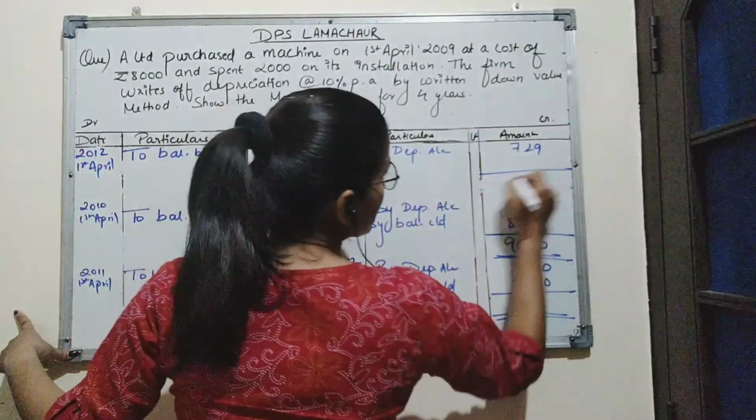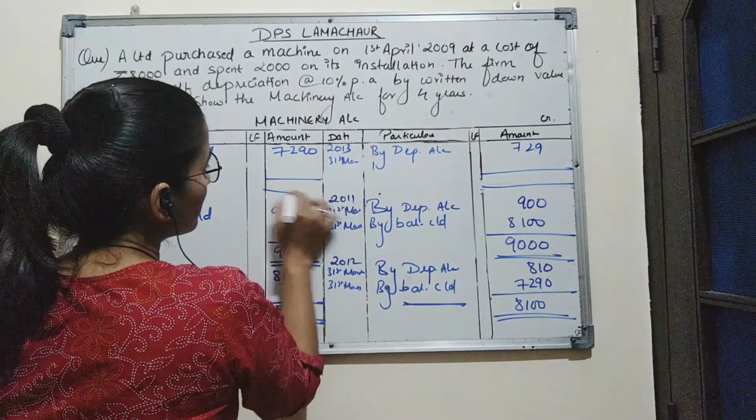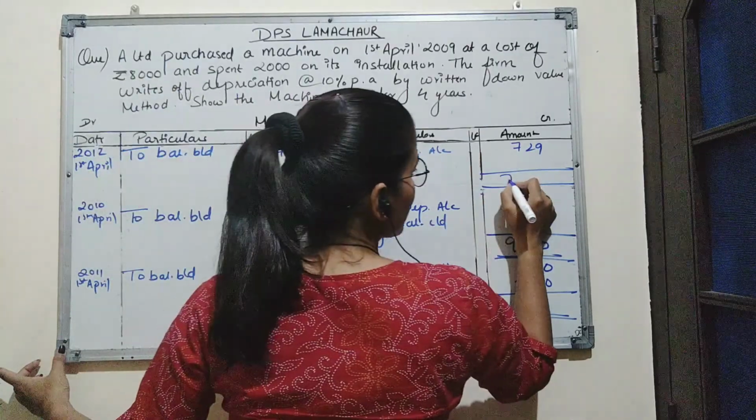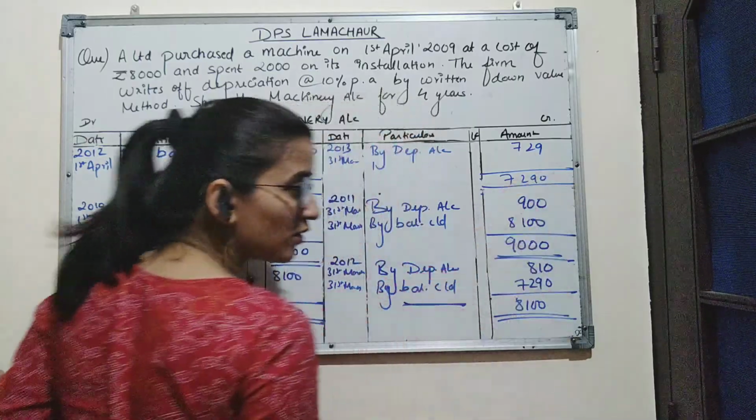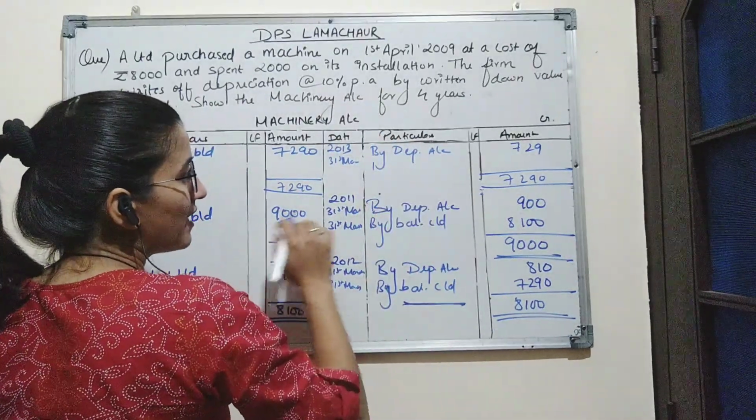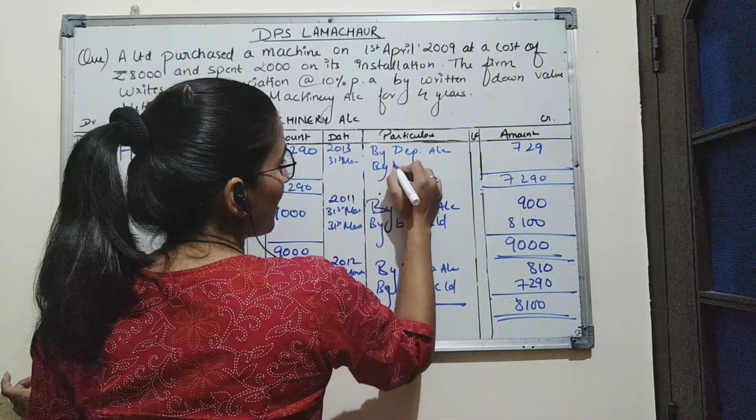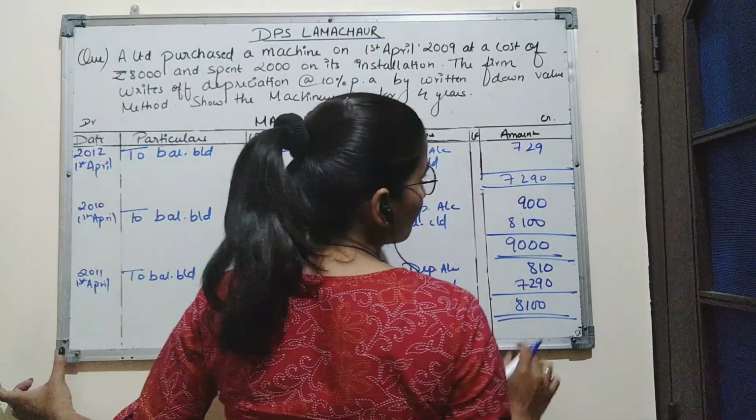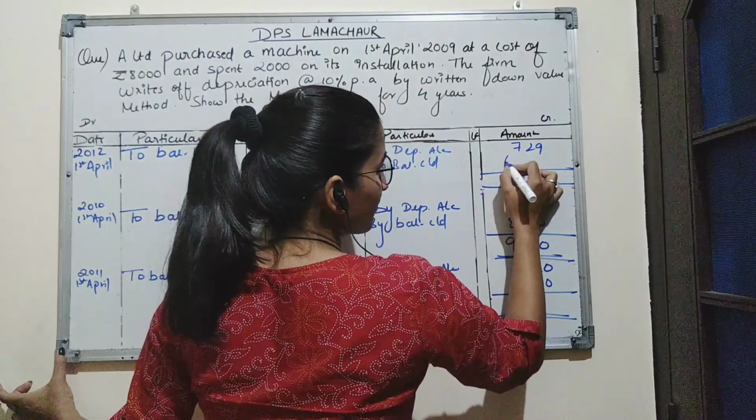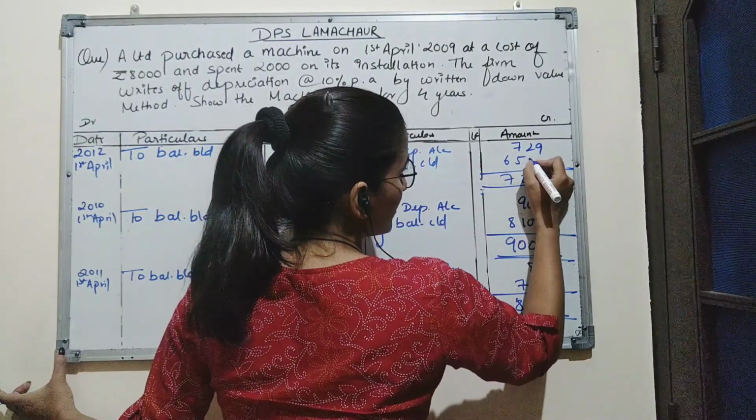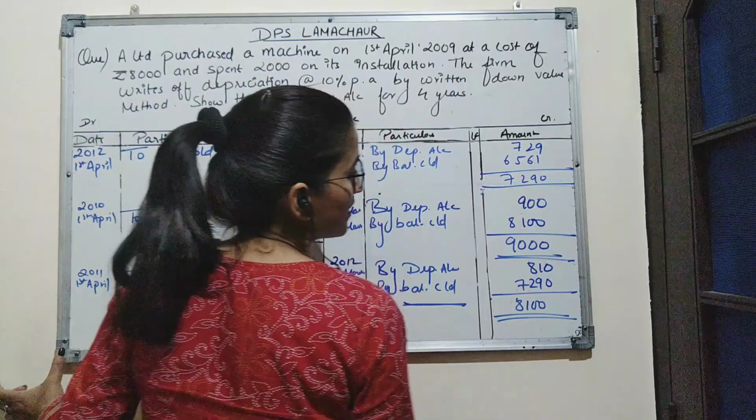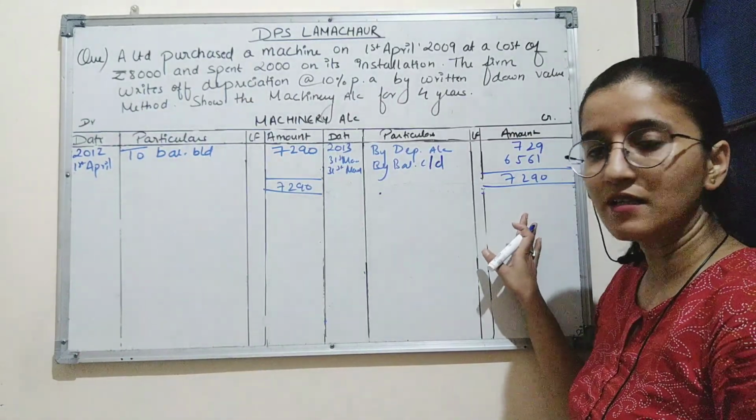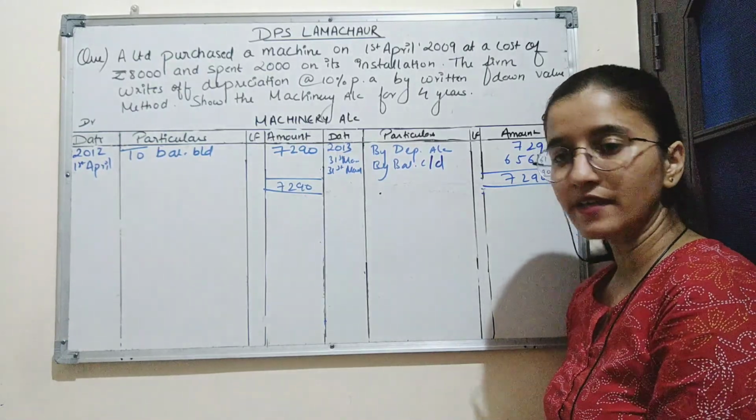And we will see which side has a greater value. So the debit side has a greater value with 7,290. We'll write 7,290 on the credit side also. This is the closing balance. The closing balance is written as by balance carried down. And the amount of the balancing figure will be 6,561. So this closing balance becomes the opening balance in the next year.